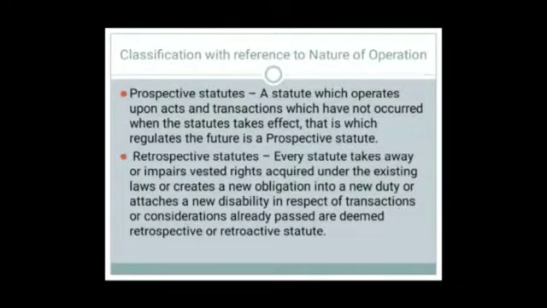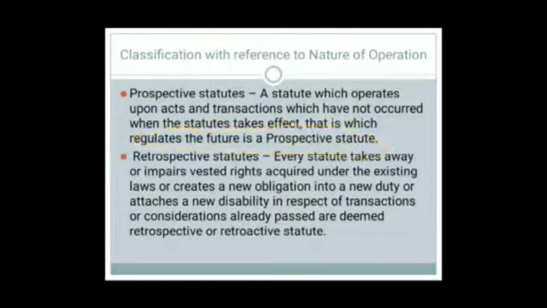What do we mean by prospective? Which is likely to happen at a future date, when you're expecting something specified in the future. Therefore, it is written that which regulates the future is a prospective statute.